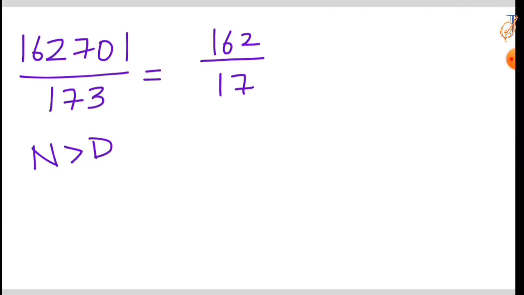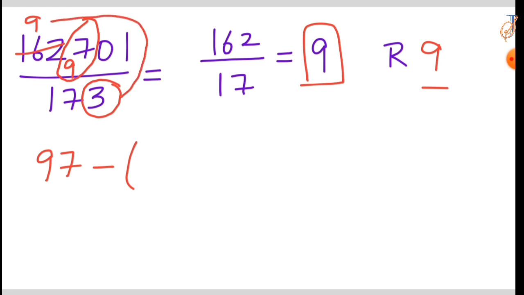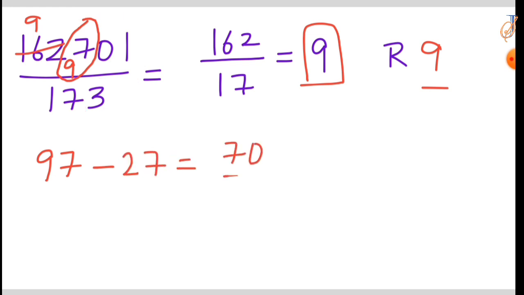Let's start. 17 times 9 is 153. So we will get the result 9 and the remainder is 9. Write the result at the top and the denominator at the bottom. Remainder combine with the next number. Now you have 97. Do minus, multiply the last digit of the denominator with the result you just got. So 3 times 9. So 97 minus 27, which gives 70. Divide 70 by 17. 17 times 4 is 68. So the result is 4 and the remainder is 2. Write the result 4 at the top and write the remainder at the bottom.